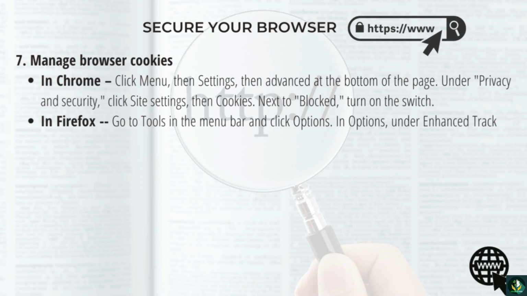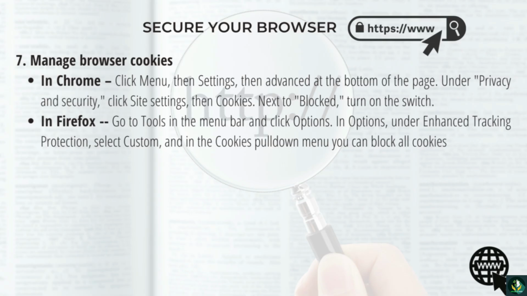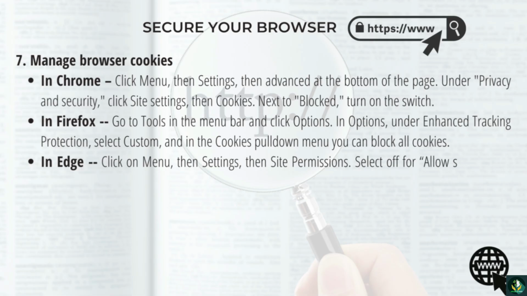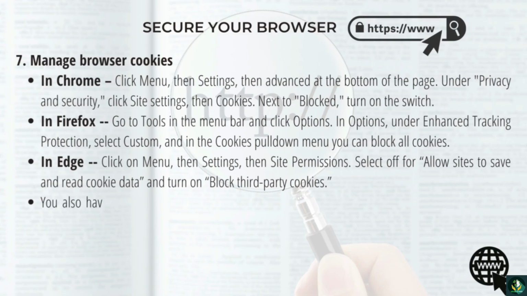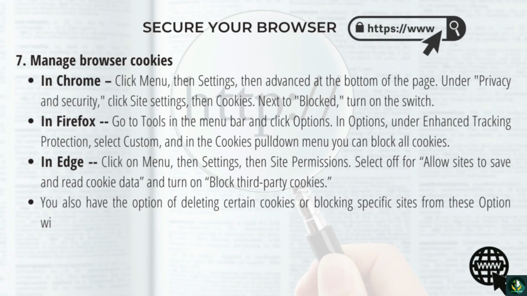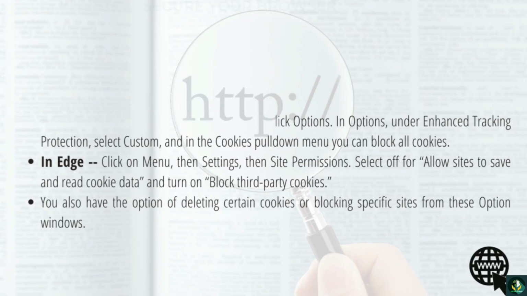In Options, under Enhanced Tracking Protection, select Custom, and in the Cookies pull-down menu, you can block all cookies. In Edge, click on Menu, then Settings, then Site Permissions. Select Off for Allow sites to save and read cookie data, and turn on Block third-party cookies. You also have the option of deleting certain cookies or blocking specific sites from these option windows.